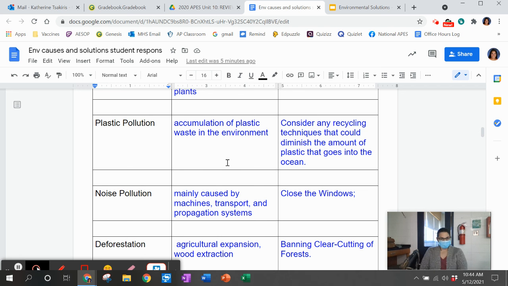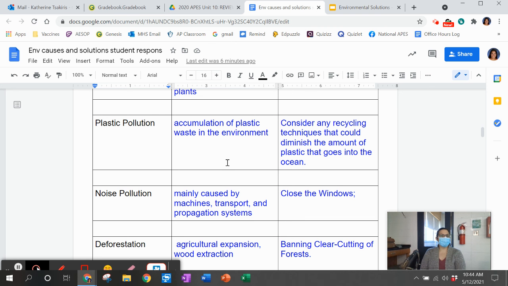Here we go. Plastic pollution. The cause is anthropogenic. It's humans. Accumulation of plastic waste in the environment from improper disposal, from ocean dumping, from something. What's the solution? Consider any recycling techniques that could diminish the amount of plastic that goes into the ocean. Diminish is a terrible word to use in general. Okay? Diminish, unless you're talking about like diminishing supplies. That's even depleting. So, recycle plastic into other things to prevent it from going into the ocean.